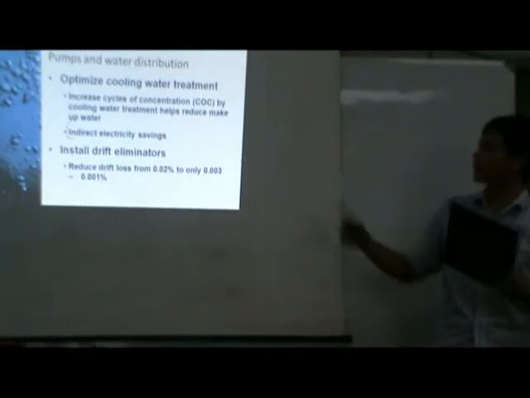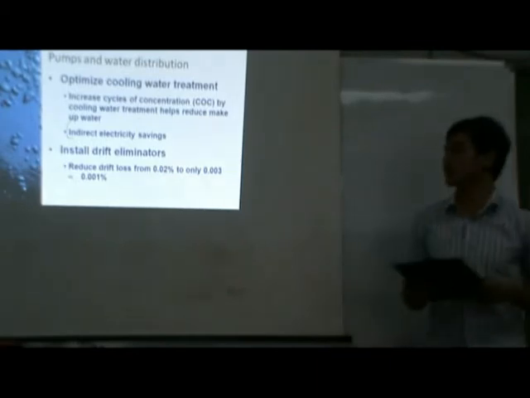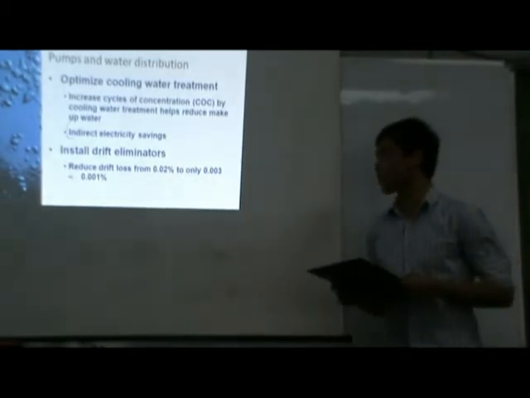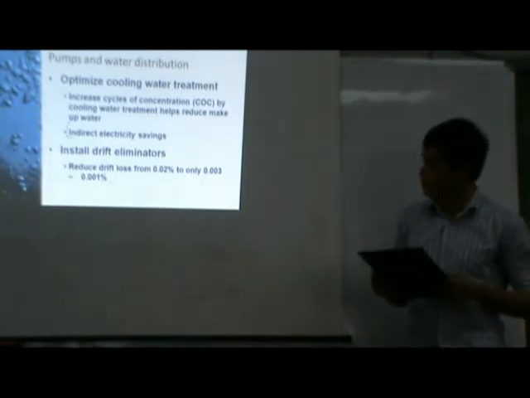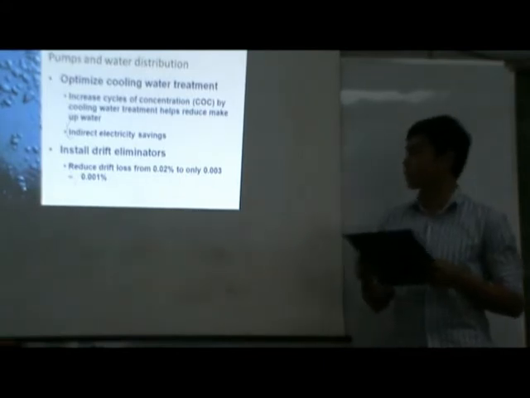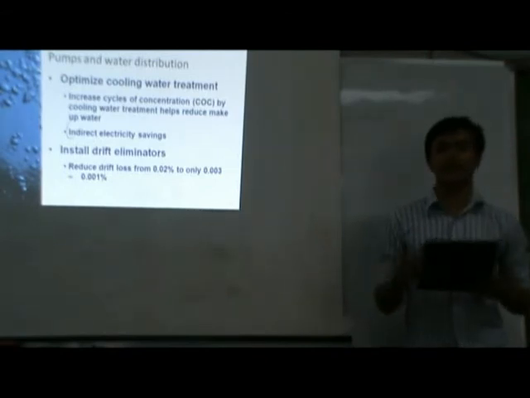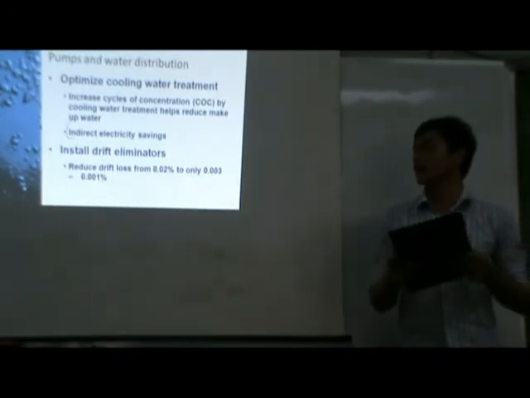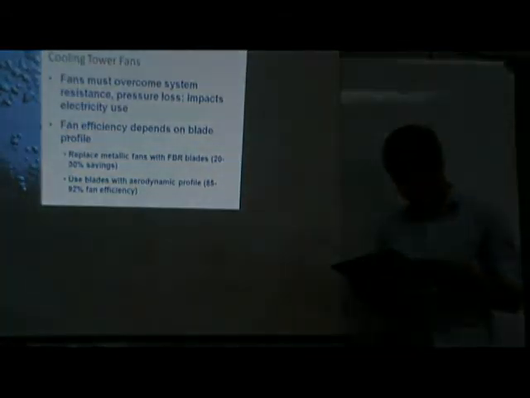Sa pumps and water distribution din natin, pwede rin tayo mag-install ng drip eliminators. Drip eliminators will reduce drip loss from 0.02% to only 0.003% or to 0.001%. So ayun, drip eliminators eliminate yung drip, less drip, so more efficient pumps and water.